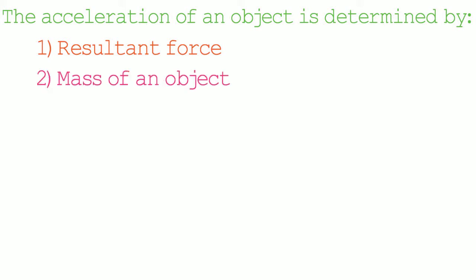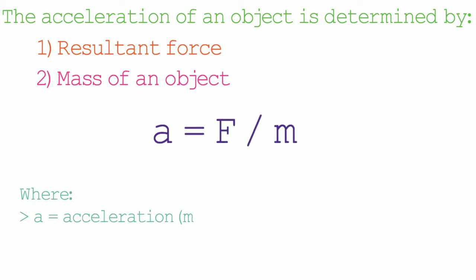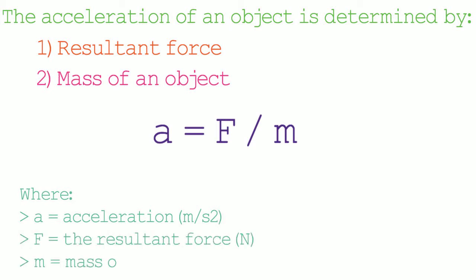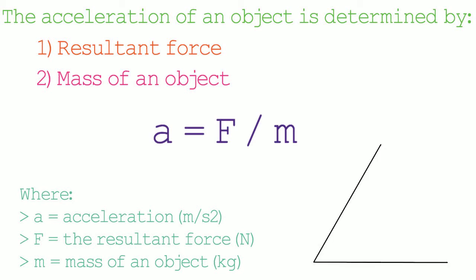We can work out the acceleration of an object by using the formula below. The formula is a equals F divided by m, where a is the acceleration of the object in meters per second squared, which is m divided by s squared. F is the resultant force in newtons, and m is the mass of the object in kilograms. The formula triangle for acceleration looks like this. We have F at the top, and then we have m and a at the bottom.